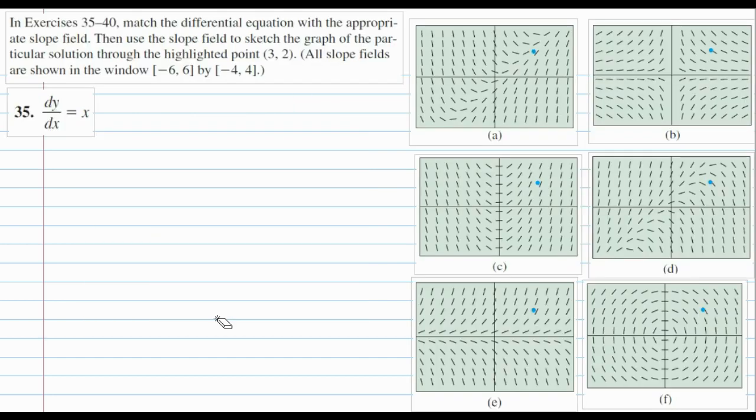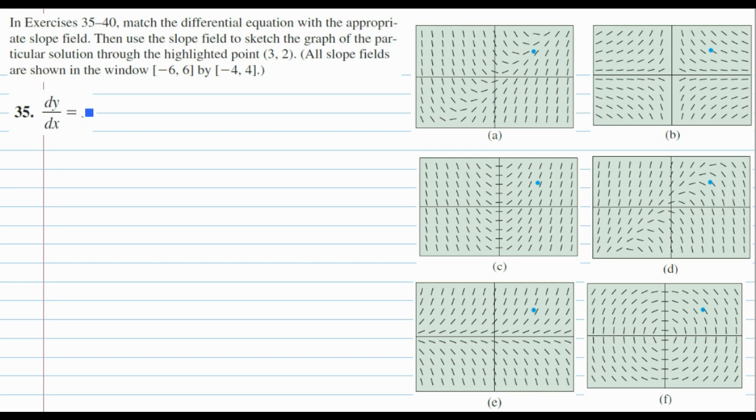Then I'll try problem number 35. It says to match the differential equation with the appropriate slope field, then use the slope field to sketch the graph of the particular solution through the highlighted point (3, 2). All slope fields are shown in that particular window. Now of course I know the derivative is x, so the antiderivative is going to be 1/2 x squared. I could probably see that, but let's look at some analysis first.